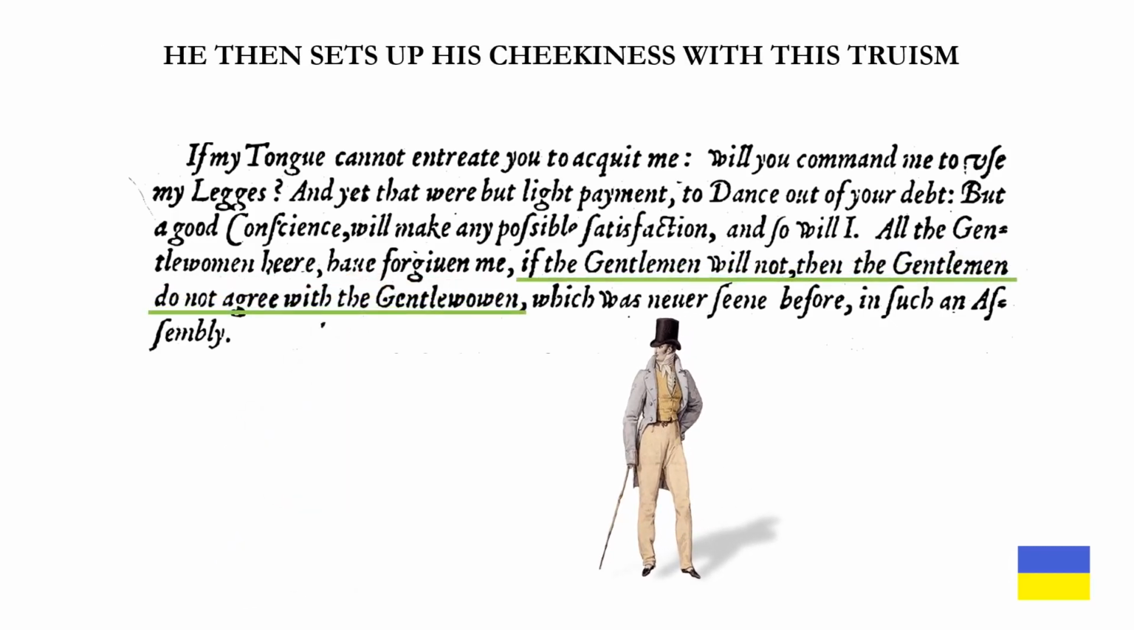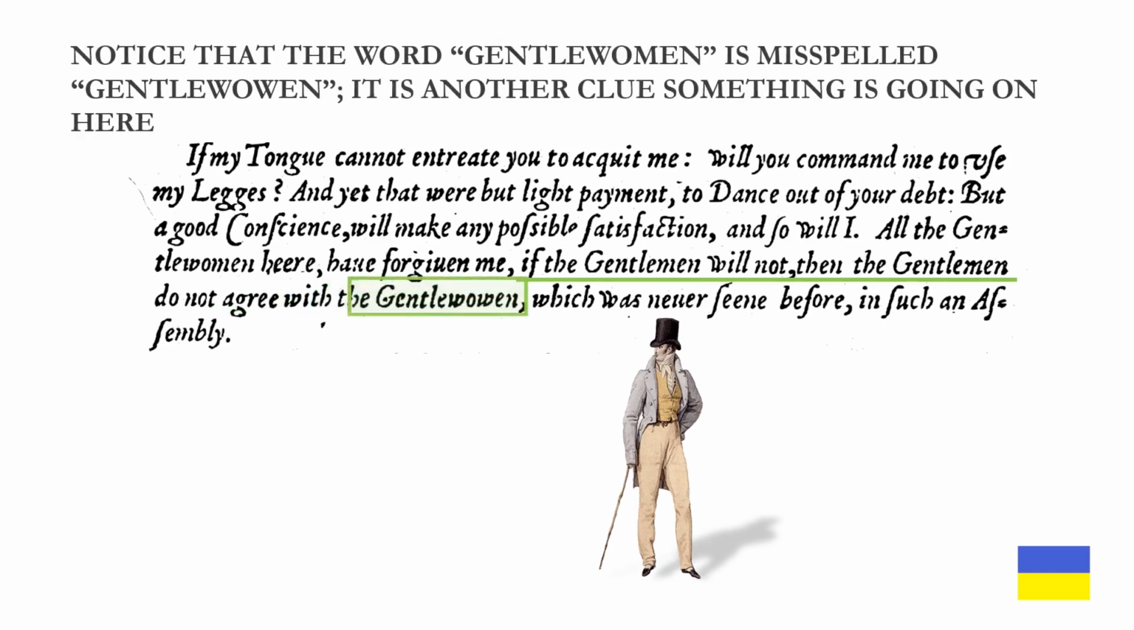He then sets up his cheekiness with this truism. If the gentlemen will not forgive me, then the gentlemen do not agree with the gentlewoman. Notice that the word gentlewoman is misspelled. It is another clue something is going on here, and at the moment I have no idea why he spelt it that way, why the compositor or the speechwriter spelt it that way. There has to be a reason, and I think it might be in either Old English or another language entirely.